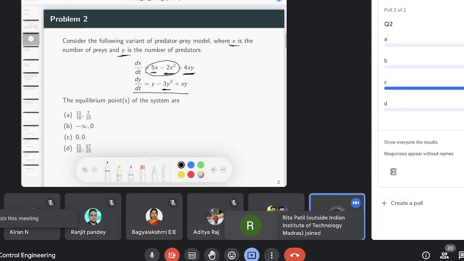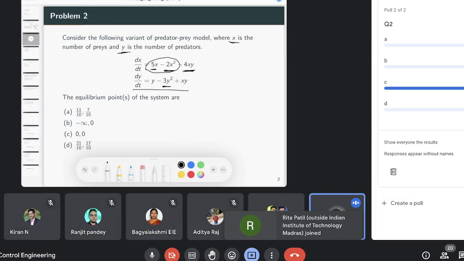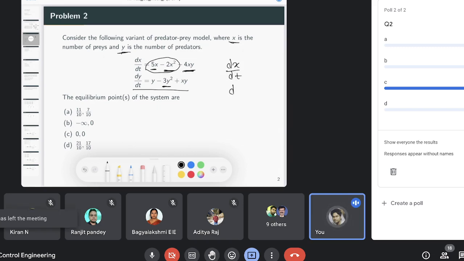So for this problem, to find the equilibrium point: the equilibrium point means that whenever the prey and predator numbers are at some value, they will remain at that value. That means there will be no change in these numbers, that is dx by dt, the change in the prey numbers, and the change in the predator numbers will be 0. So you set these two equations equal to 0 and solve for the values that satisfy the condition. That will give you the equilibrium points.